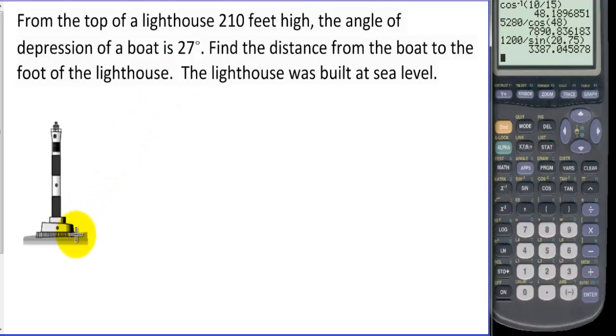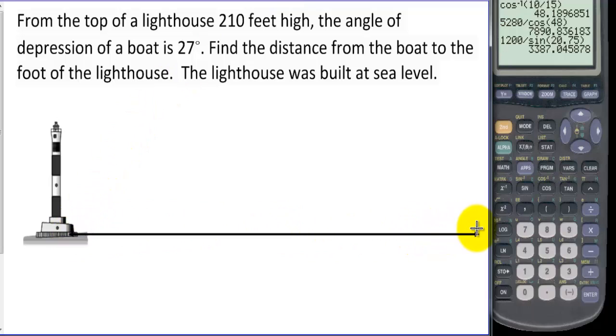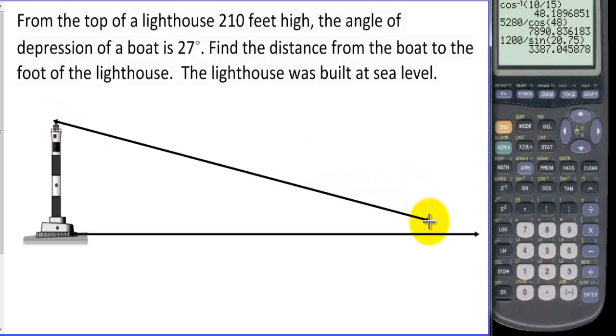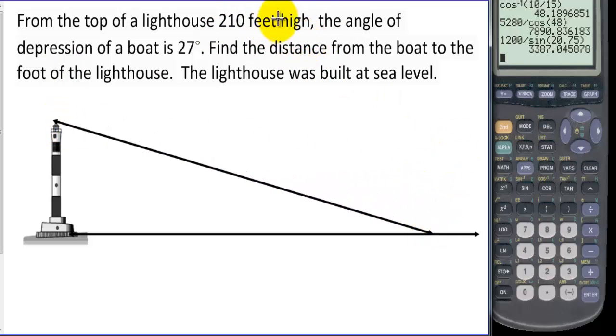So let's take a line. Let's say this is the base right here. This is sea level. And we have this boat, and the boat can see the top of the lighthouse. Let's say the boat is right there. And then it says from the top of the lighthouse, 210 feet high. So 210. The angle of depression of a boat.